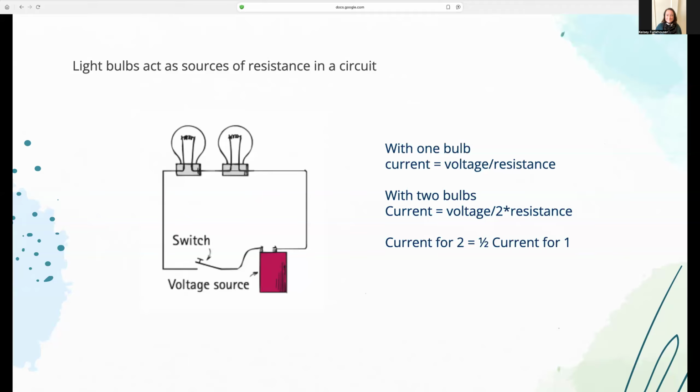But if we instead add in another identical light bulb, we have twice the resistance we had before. And because the current is the voltage divided by the resistance, we have doubled the resistance, so we've halved the current. So the current for 2 light bulbs is half of the current for 1 light bulb. What about 3? Now we have 3 times the resistance, which gives us 1/3 of the current that we had for just 1 light bulb.